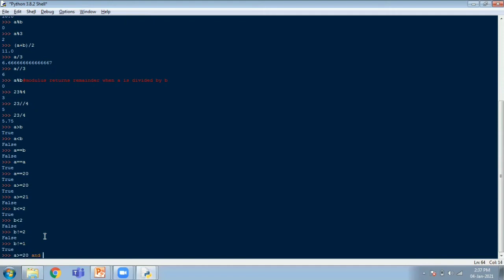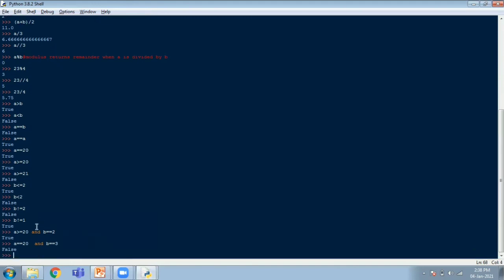Like I want to check whether A is greater than or equal to 20 and B is equal to 2. So I'm performing two different relational comparisons. So AND evaluates to true when both the operations are true. If any one of them is false, it will return false. So let me tell you again. Let me check. A is equal to 20 and B is equal to 3. So in this case, A is 20 but B is not 3. So it will return false. Both of them should return true, then only it will evaluate to true. Even if one of the comparisons is false, it will return false. Right?